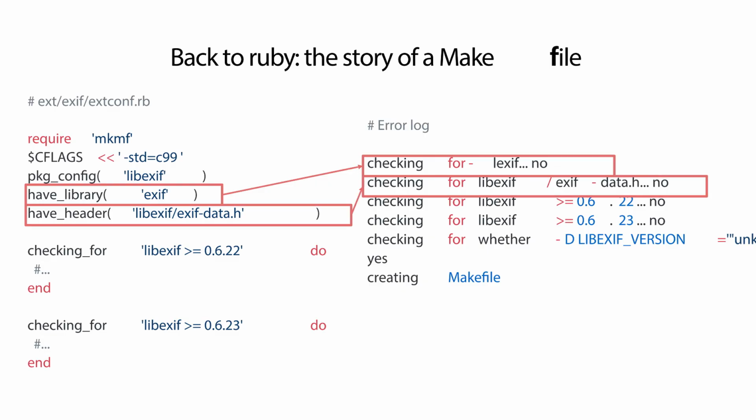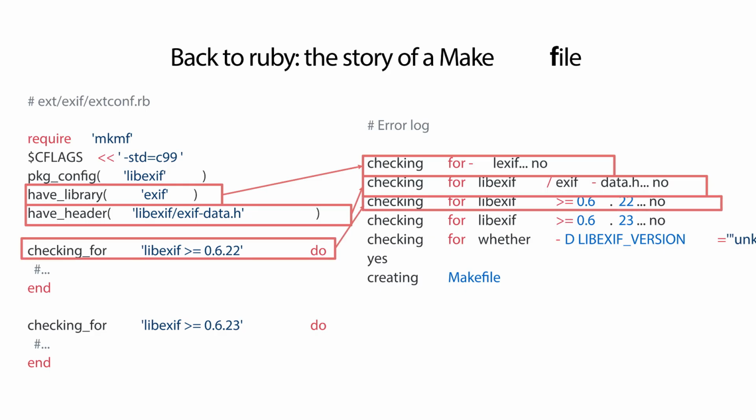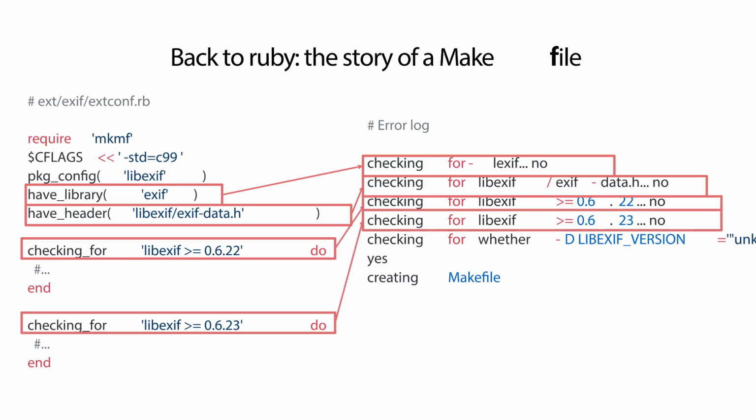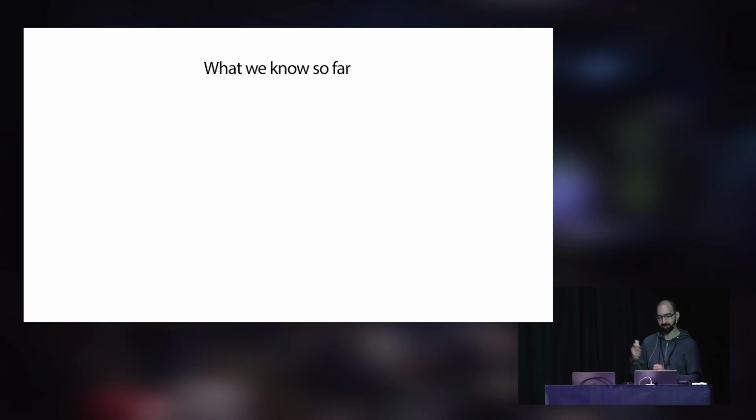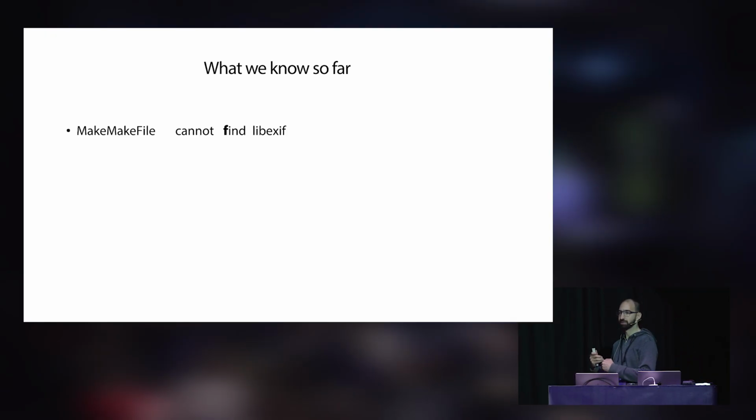Have library, no library. Have header, no header. Checking for libexif, nope. Yeah. So now we start to understand a little bit where this thing comes from. What we know so far is that the xconf.rb through Makefile cannot find the libexif library.